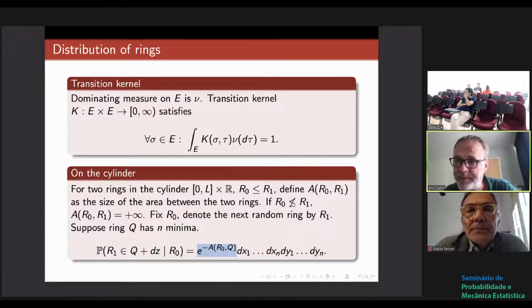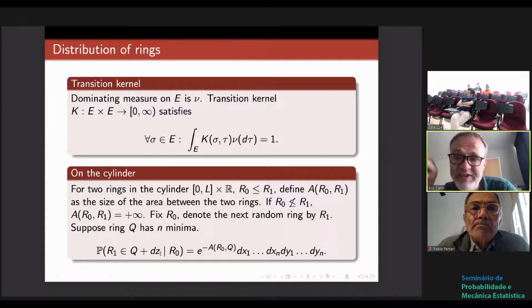Is this kind of clear? Okay, so that's quite nice, because we have an explicit formula, albeit in this strange area thing. It's still a little bit complicated, but at least it's something explicit. Okay, so this is the probability of finding R1.